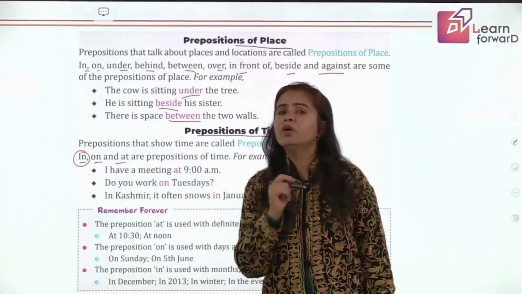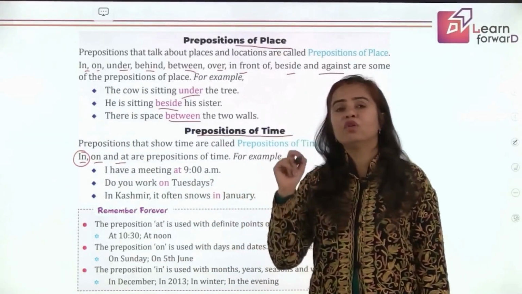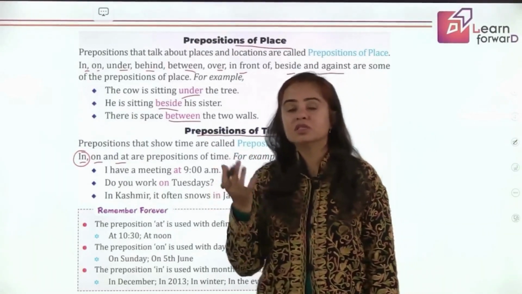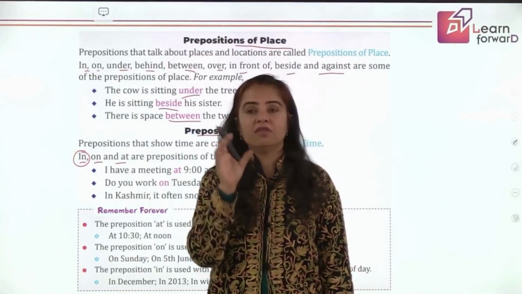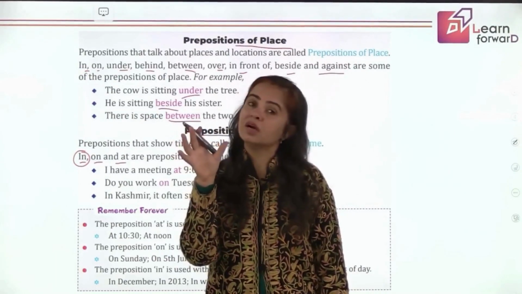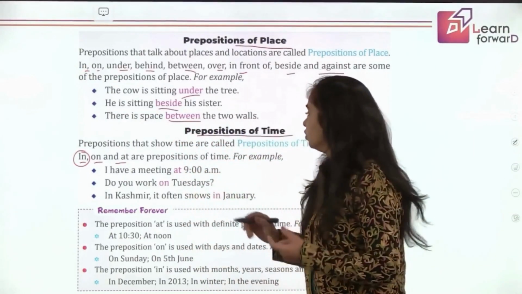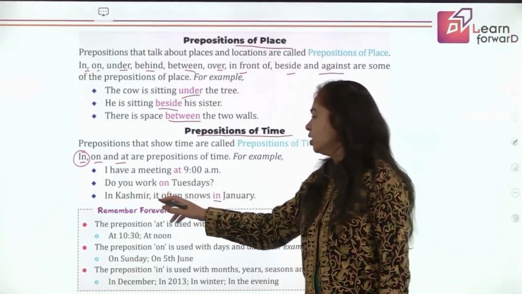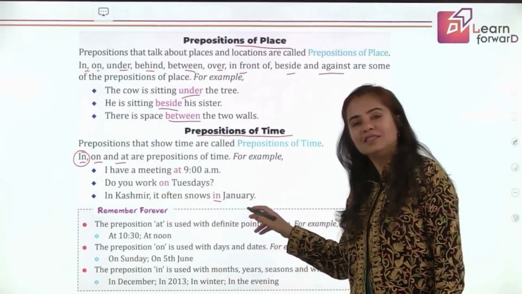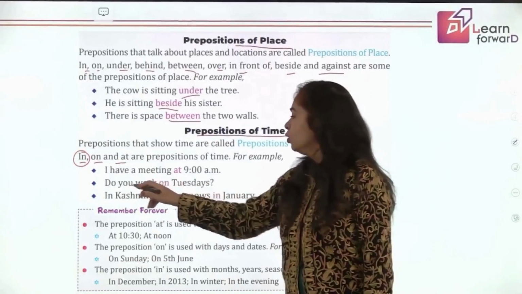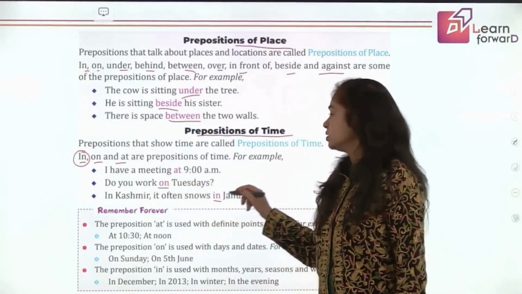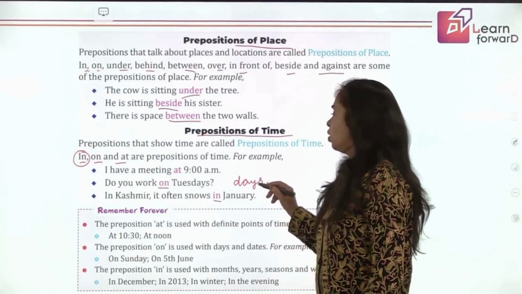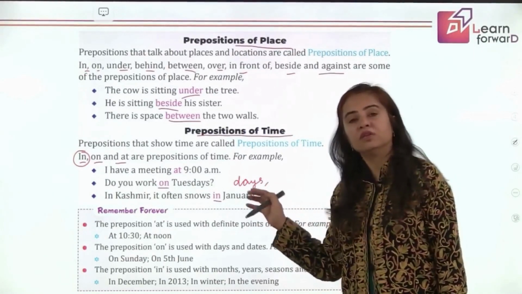When we talk about year also, I was born in 2012. So this is how you say in when you are talking about a year. So for month, for year, we use in January. In Kashmir, it often snows in January. Do you work on Tuesdays? So when we talk about days, on Monday, on Tuesday, we use this.